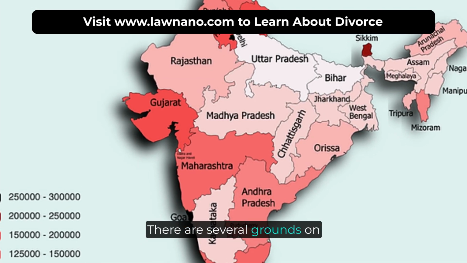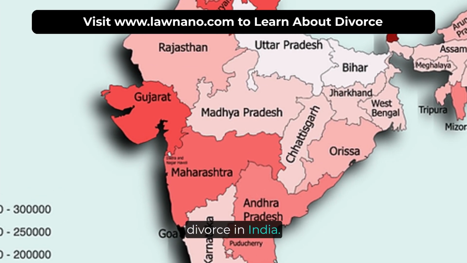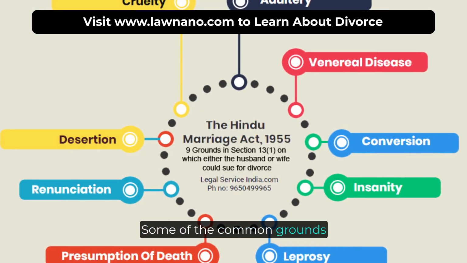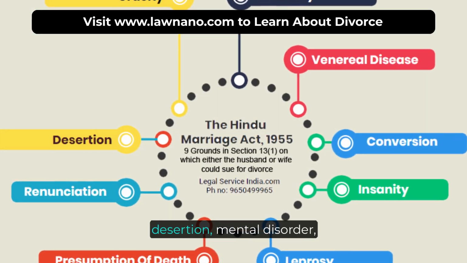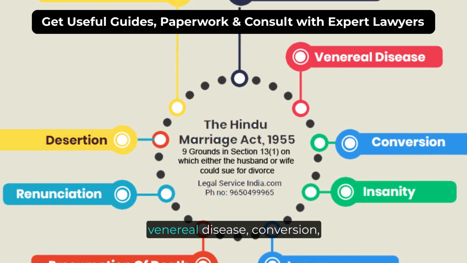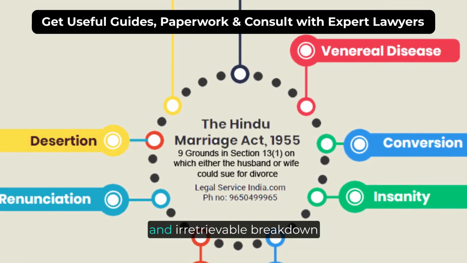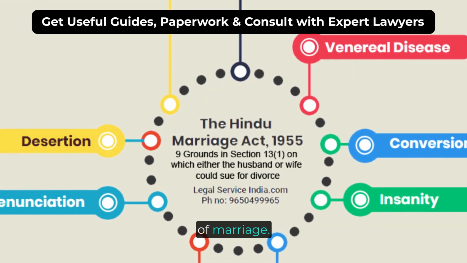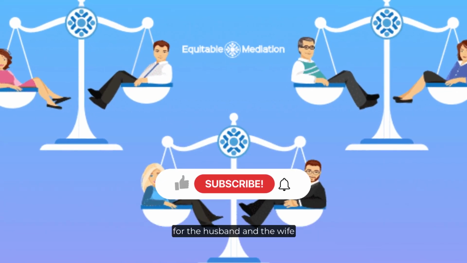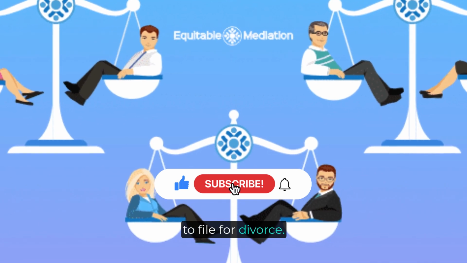There are several grounds on which one can file for divorce in India. Some of the common grounds include adultery, cruelty, desertion, mental disorder, venereal disease, conversion, renunciation of worldly pleasures, and irretrievable breakdown of marriage. The law lists different grounds for the husband and the wife to file for divorce.